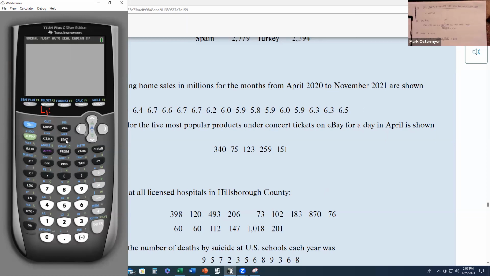Then you hit stat again, go over to calculate and select the one var stats function, one var stats for list 1. If you don't have L1 showing here, to make it show there you would hit your second key followed by your number 1 key, because above your number 1 key you have L1, the name of list 1. You see that? Leave the frequency list blank, go down to calculate, hit enter, and it'll crank out all the stats for that list. Does that make sense? For the TI-84 user?